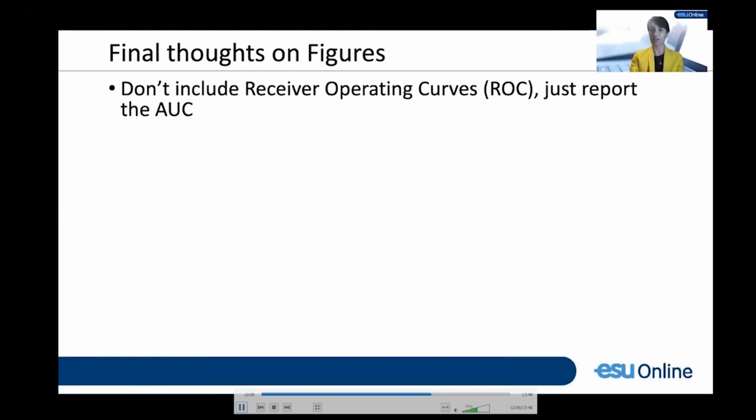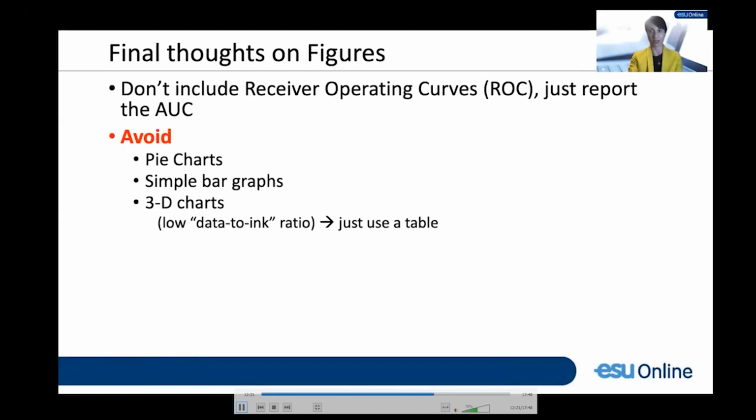Finally, I think there are some recommendations from Dr. Vickers' guidelines that are worth taking home. Avoid including, for example, the receiver operating curves. Just include the area under the curve. It's much cleaner and requires much less space.